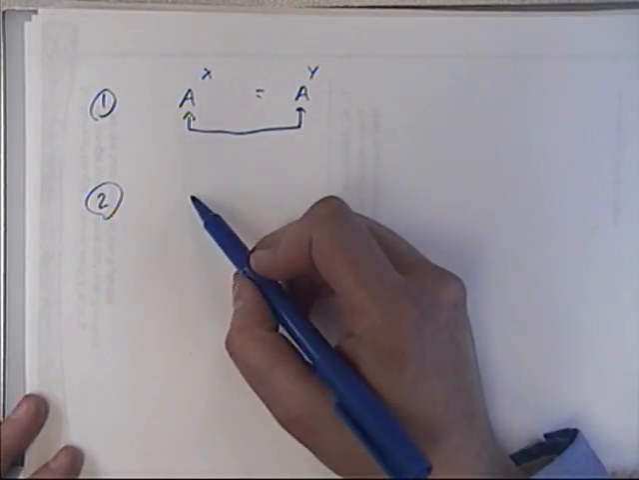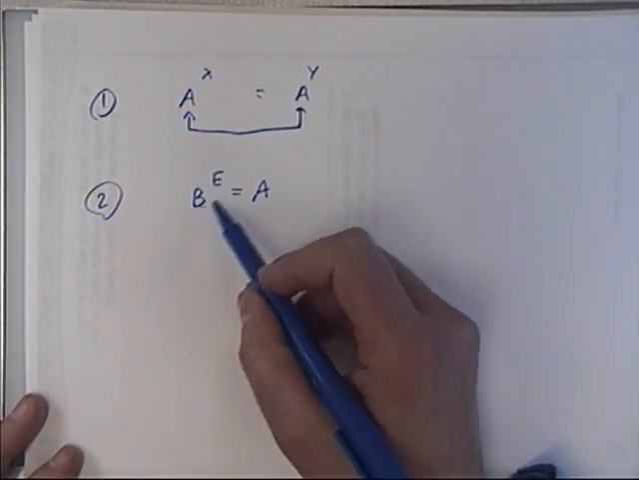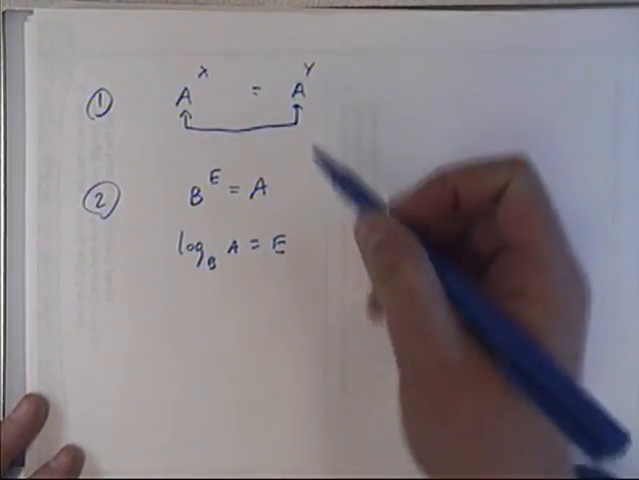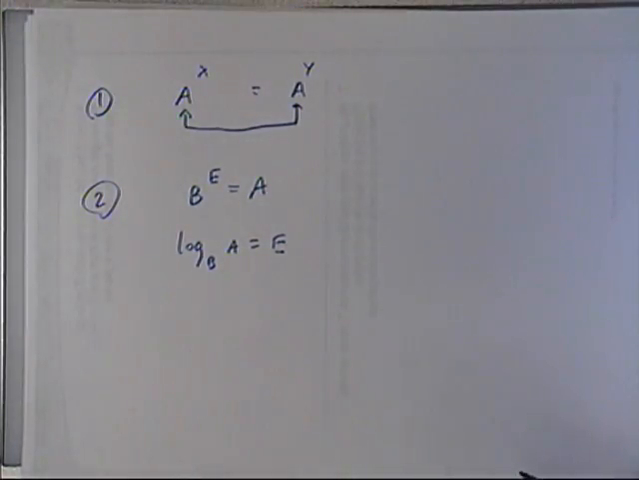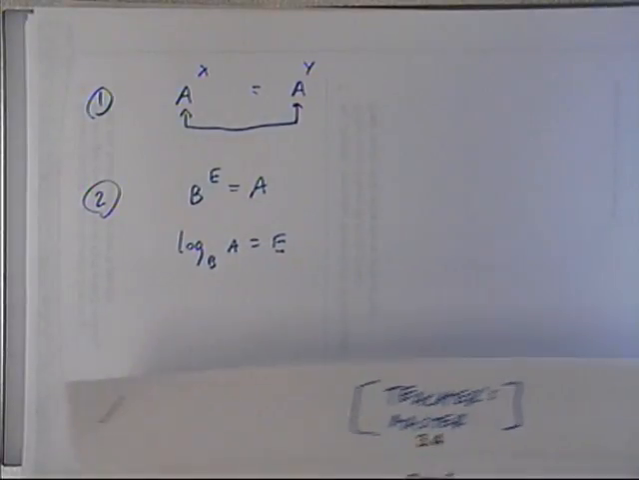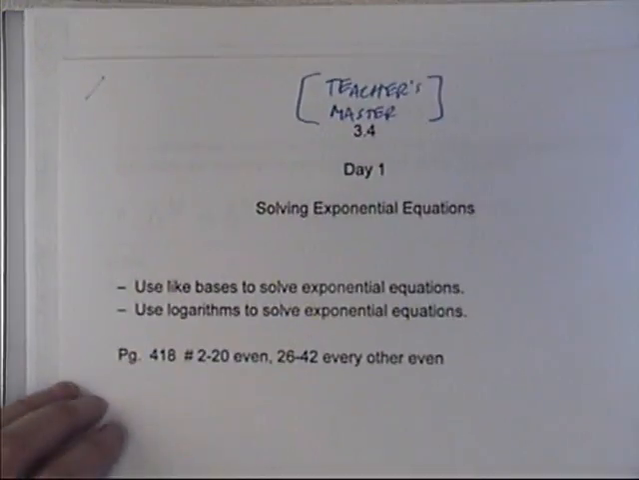Technique number 2 is changing from exponential format into a logarithmic format. So this would be log base B of A equals E. These are two techniques that you can employ. The book uses both of them. I'm going to show you the first one first and then the second one in our examples, so hopefully you'll see what I'm doing when I'm doing the examples. Okay, so here we go.